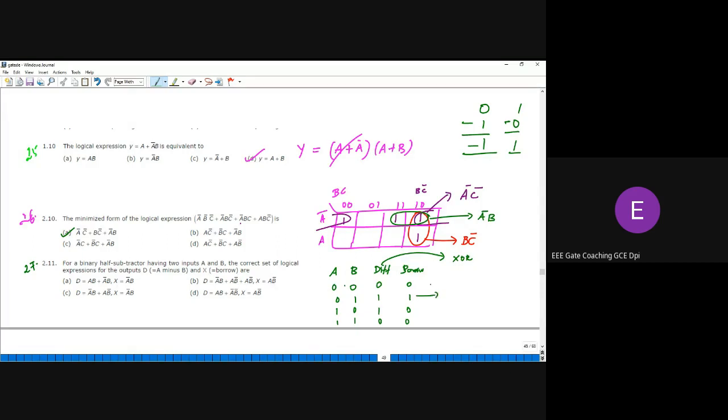Its logic is A bar B. Yeah, the answer is C. Because XOR gate, this is A XOR B.